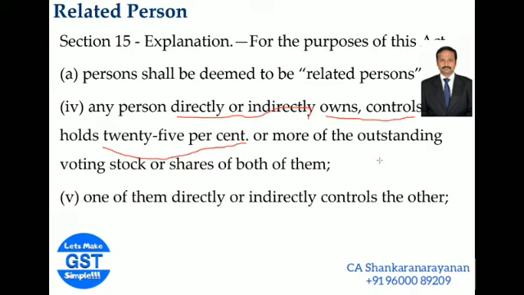A partner who is a one-fourth partner in a firm becomes a related person. So the 25% holding plays a key role in determining the relationship. So from one company to another company, if the holding is less than 25%, we can say as per GST, they are not related persons. But if it is more than that, 25% or more, then you become related persons.